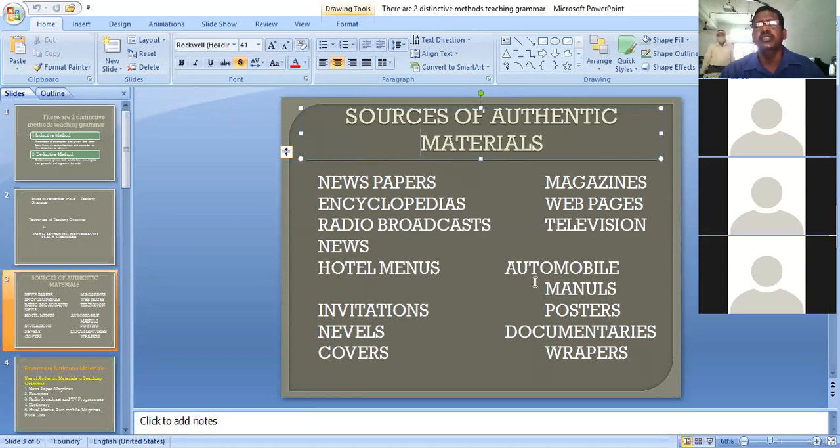And automobiles. Some introduce their company vehicles and some features of the car, and some features of the van, and some manuals. Read manuals and understand. And posters. Through the posters we can make them understand the grammatical patterns and sentence structures in the posters. And documentaries. Watch documentaries, papers, and etc.